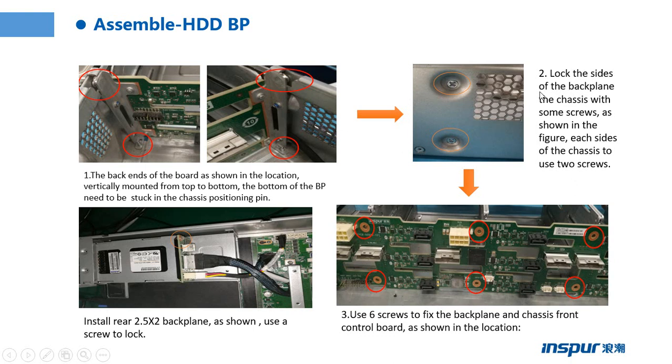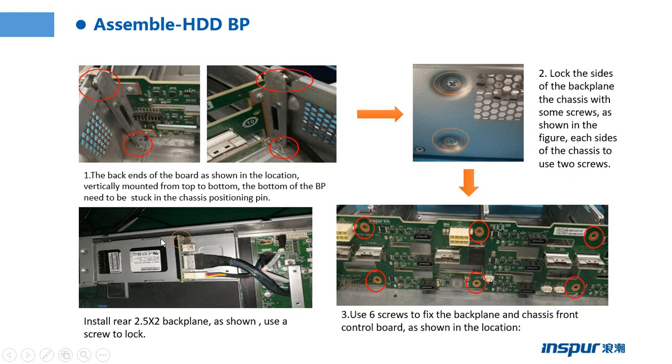Step 2. Lock the side of the backplane and the chassis with some screws. As shown in the figure, each side of the chassis has 2 screws. Step 3. Use fixed screws to fix the backplane and the chassis front control board. As shown in the location, those 6 screws.